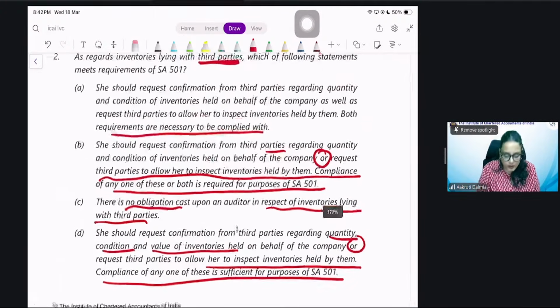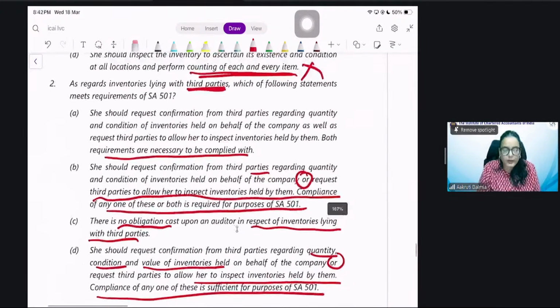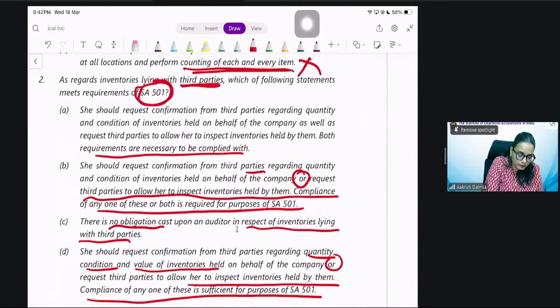So now tell me which one is correct, as per SA 501 only. Tell me which one is correct. D, A, D.